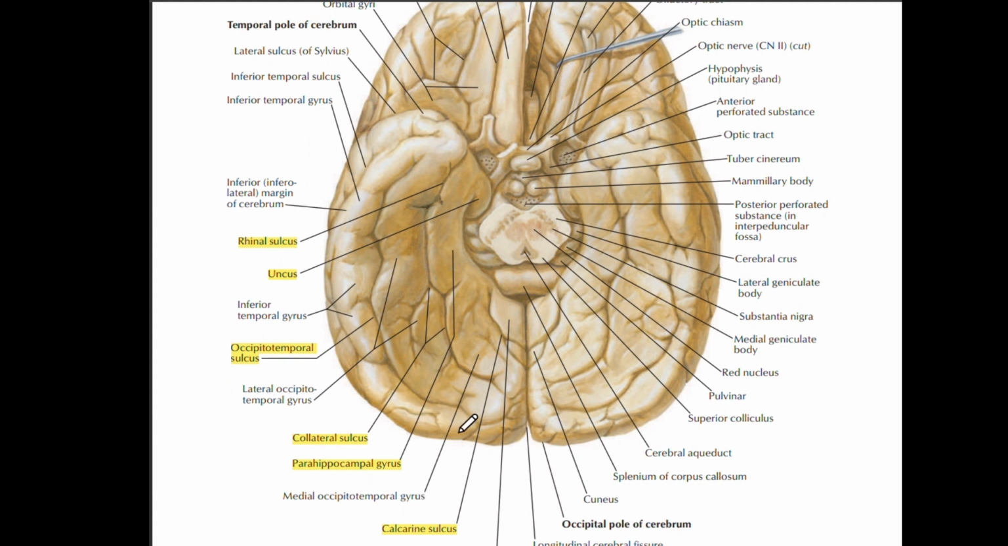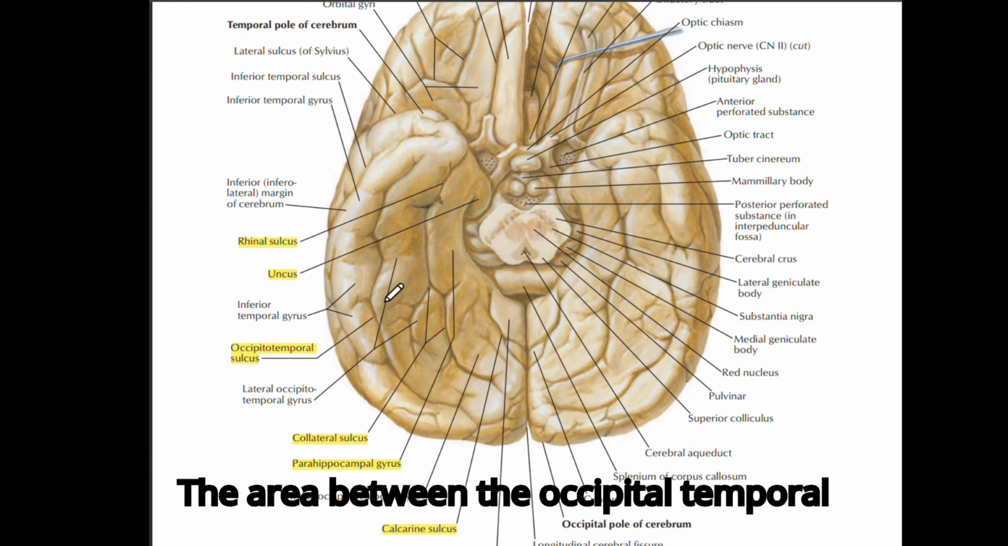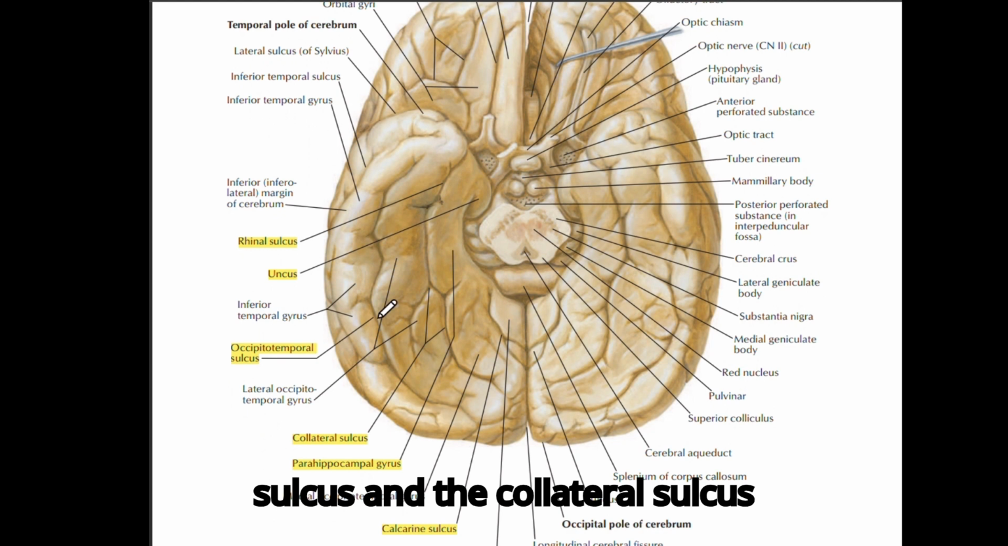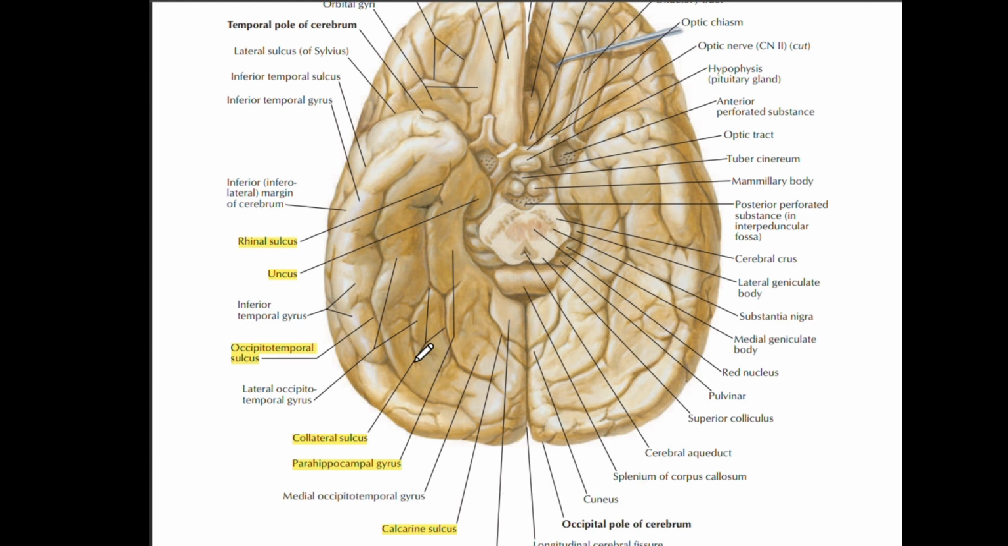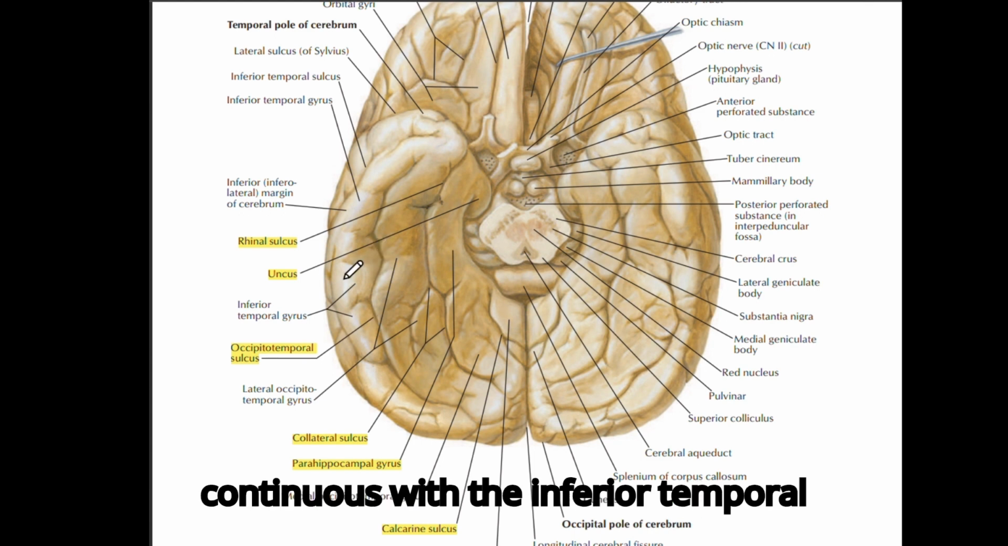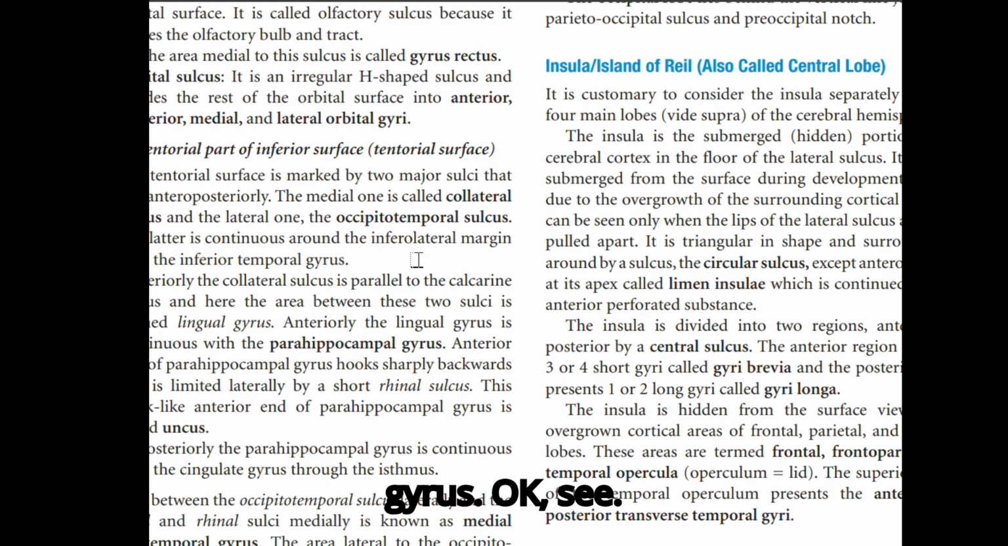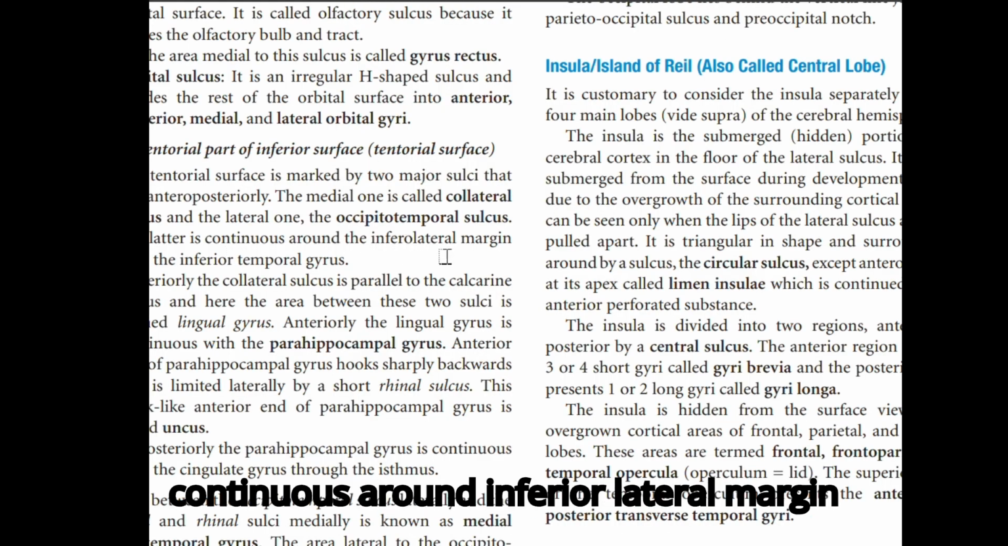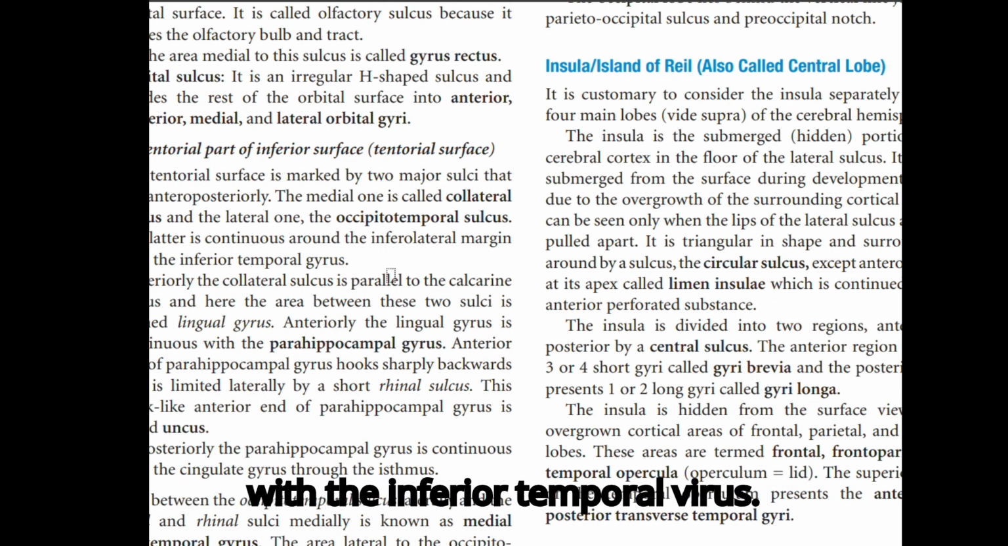The area between the occipitotemporal sulcus and the collateral sulcus is the occipitotemporal gyrus. This occipitotemporal sulcus is continuous with the inferior temporal gyrus. See, the occipitotemporal sulcus is continuous around the inferior lateral margin with the inferior temporal gyrus.